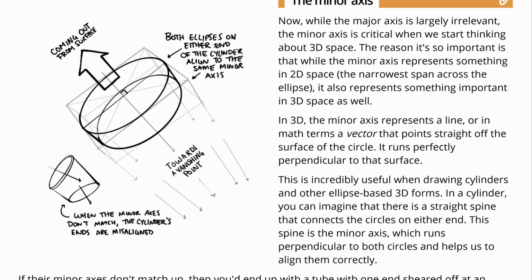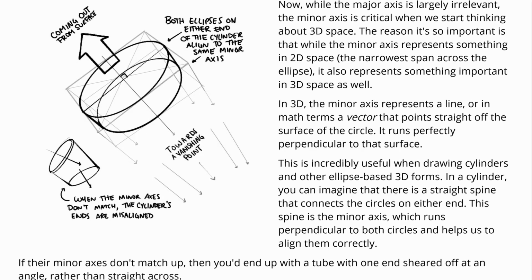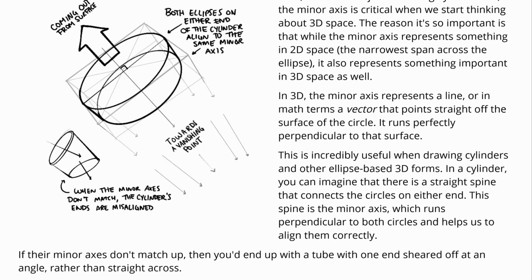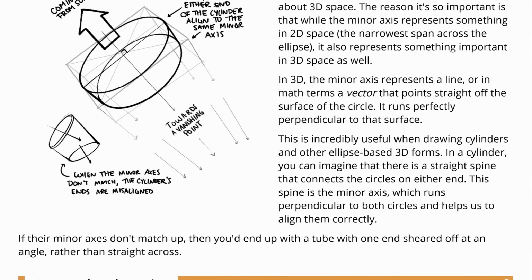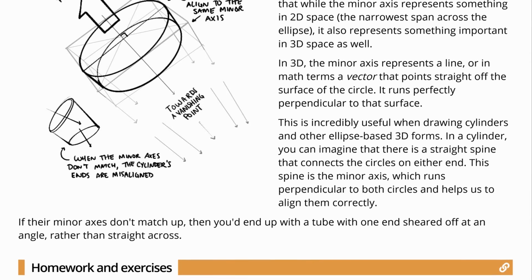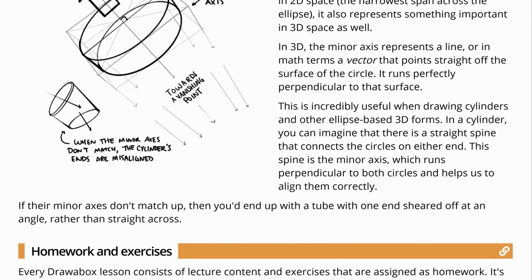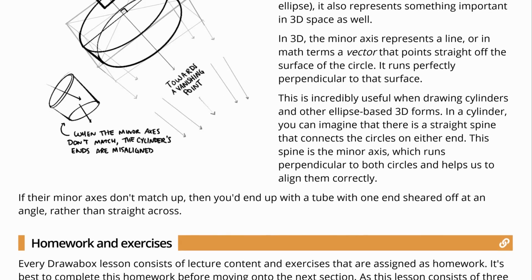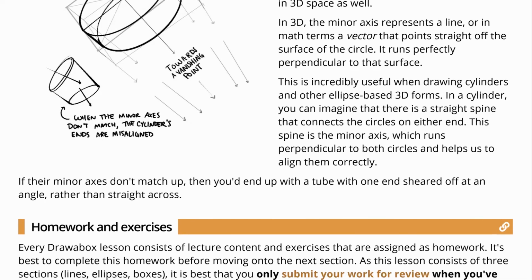This is incredibly useful when drawing cylinders and other ellipse-based 3D forms. In a cylinder, you can imagine that there is a straight spine that connects the circles on either end. This spine is the minor axis, which runs perpendicular to both circles and helps us align them correctly. If their minor axes don't match up, then you'd end up with a tube with one end sheared off at an angle rather than straight across.